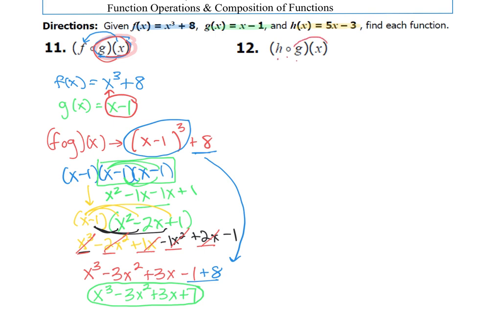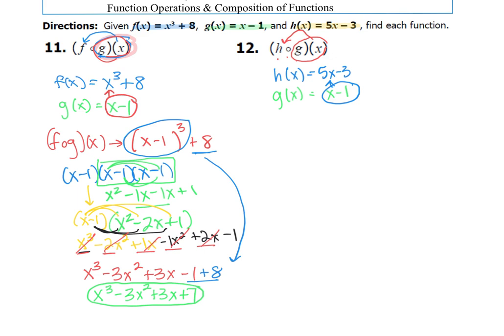So again, I start with my one that's closest to the x. That second function, g, is going inside of h this time. Again, second goes inside the first. So h of x is 5x minus 3. g of x is x minus 1. So again, we take that second, which was g of x, and we're going to put it in the x's for h. And because there's no exponents on the h of x equation, this one will actually be a lot more simple than our last problem.